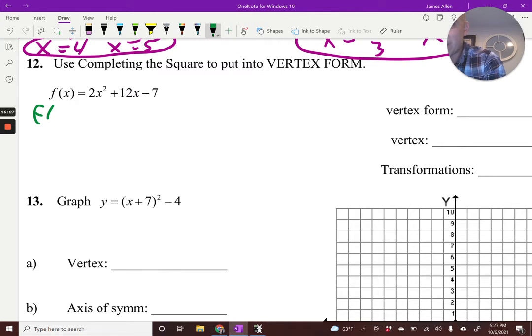All right, I'm going to add 7. So I have f of x plus 7. And then I have 2x squared. I'm going to take out that 2 right now, save a little space here.